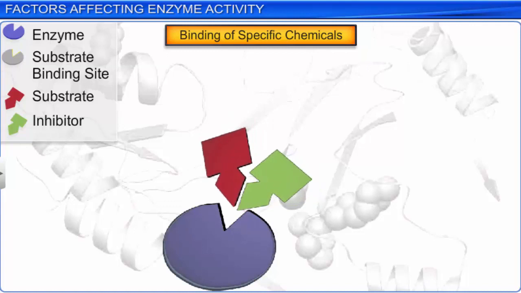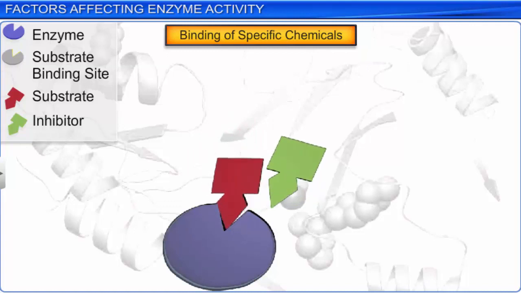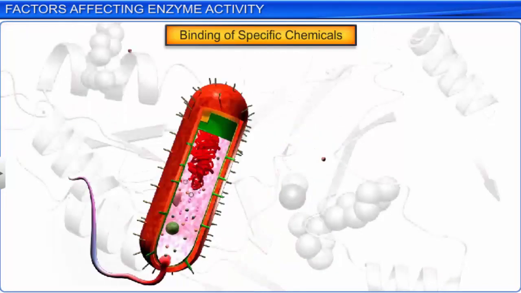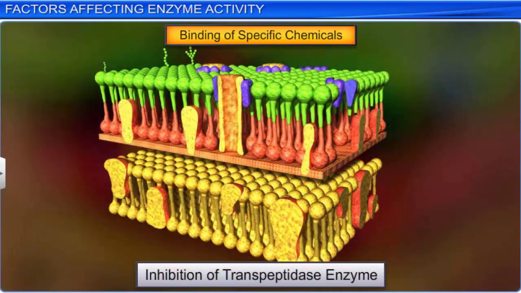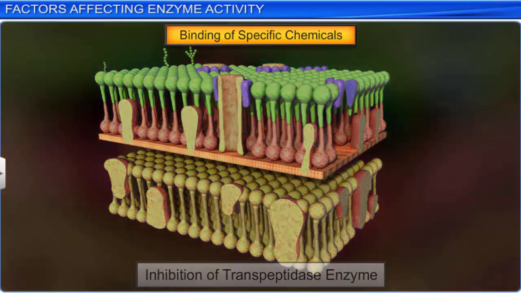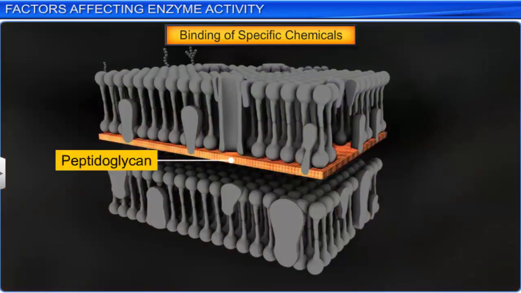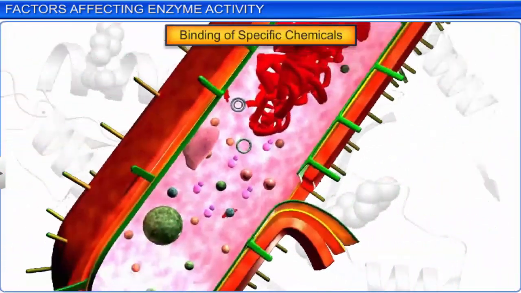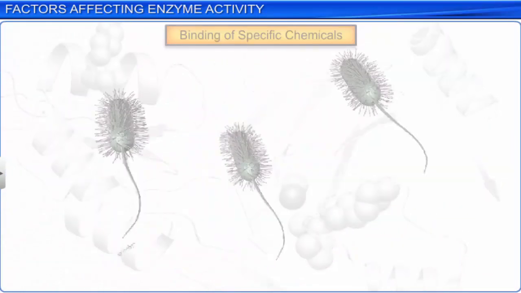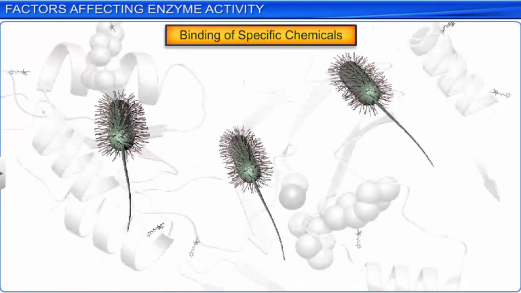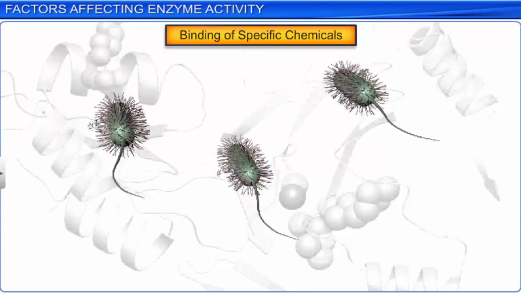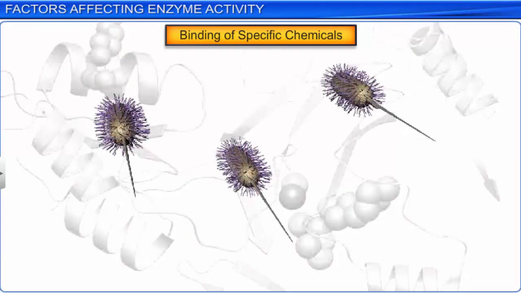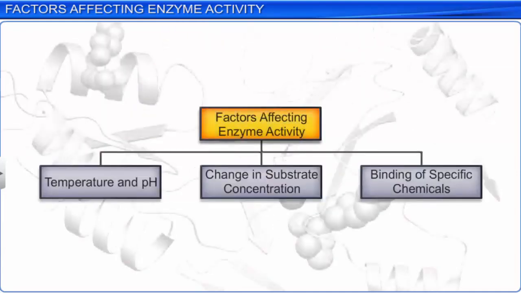For example, penicillin binds at the active site and inhibits the transpeptidase enzyme that cross-links the peptidoglycan strand to form the bacterial cell wall. This competitive inhibition is used to control bacterial pathogens. Thus, enzyme activity depends on physical factors such as temperature and pH, and the chemical surroundings such as substrate concentration and the binding of specific chemicals.